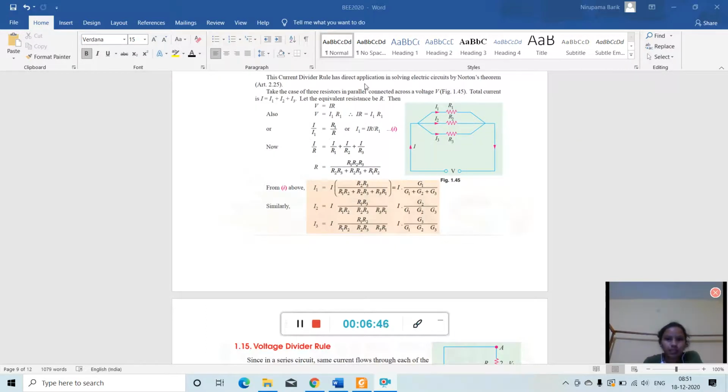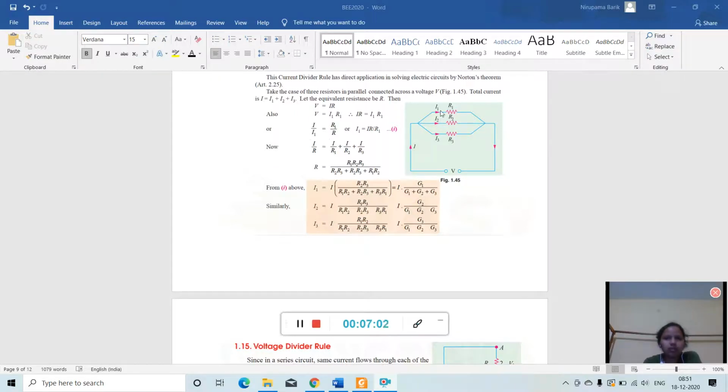The current division rule has direct application in solving electric circuits by Norton's theorem. This Norton's theorem we will discuss in a later part. So how do we find the individual current in the branches?